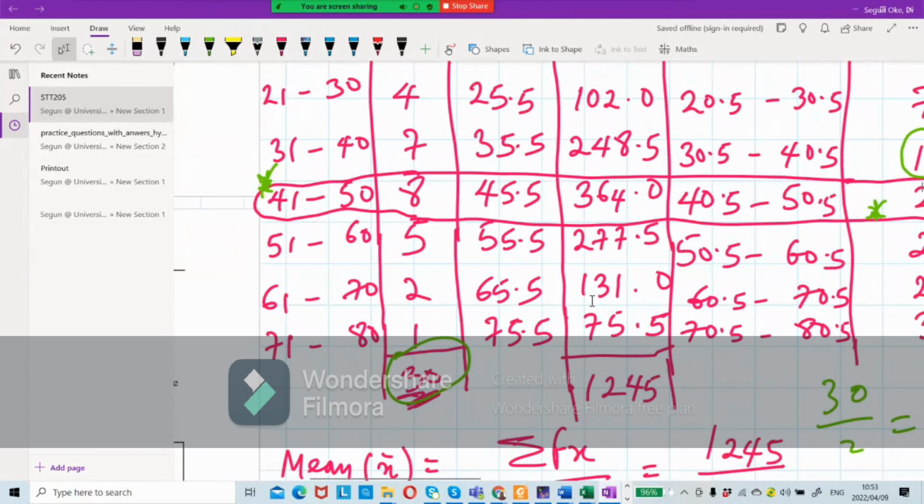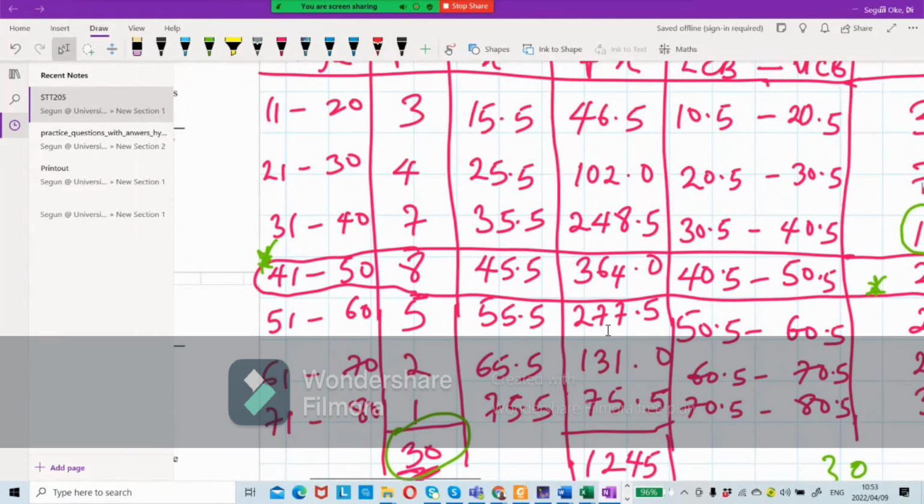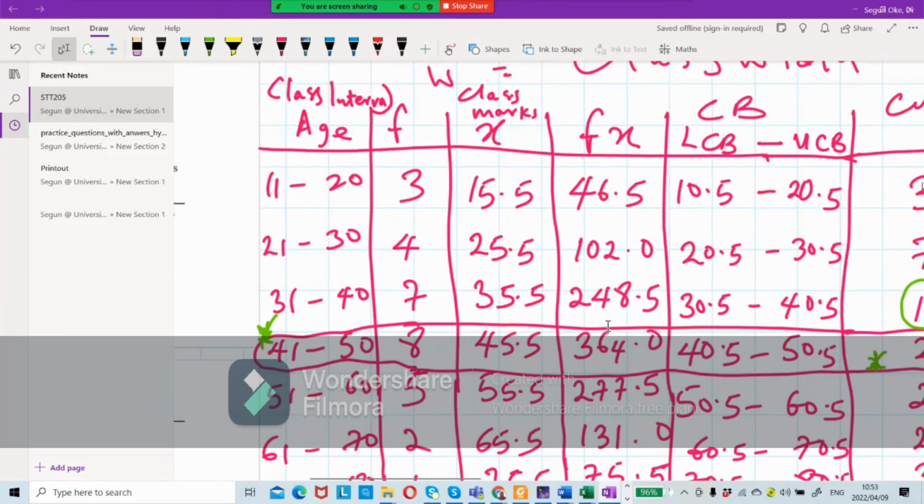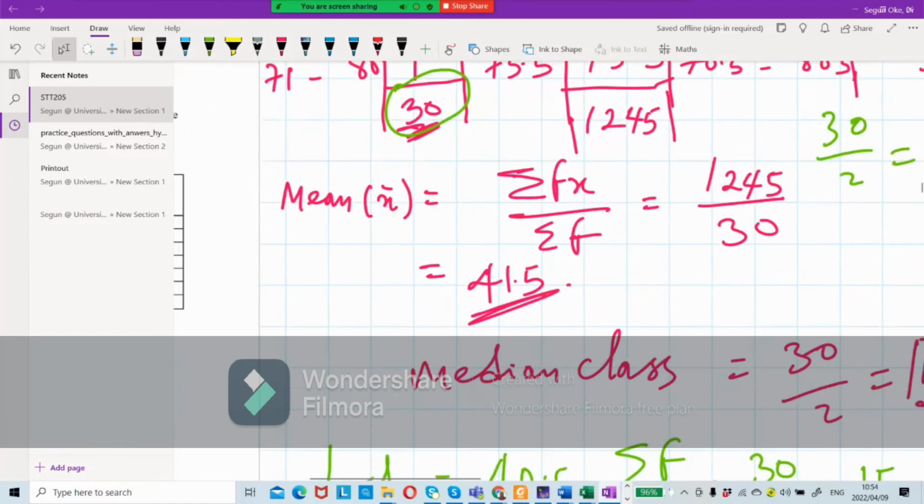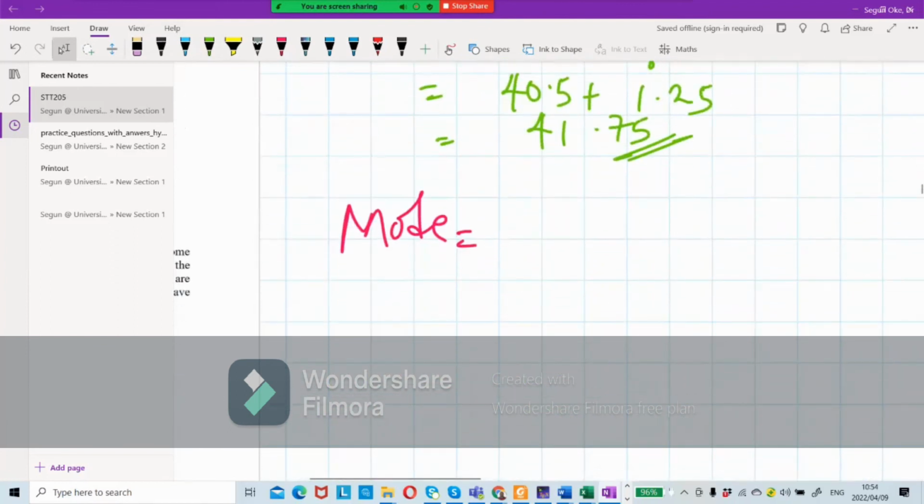Now, what is the mode from the definition? Our primary school definition is what? Anybody? The number with the highest frequency. What is the highest frequency in this case? 8. So we have 8 as our highest frequency. Please take note, everybody.